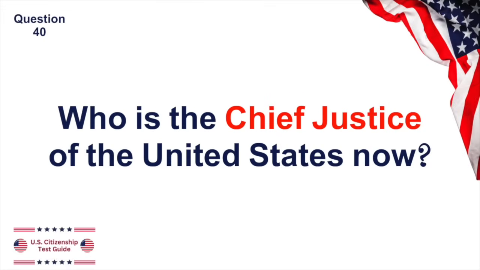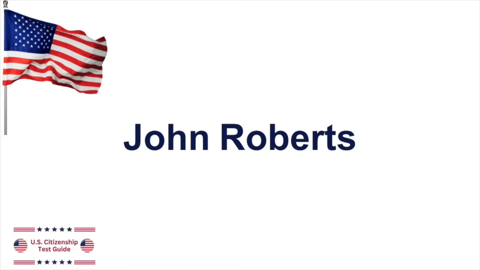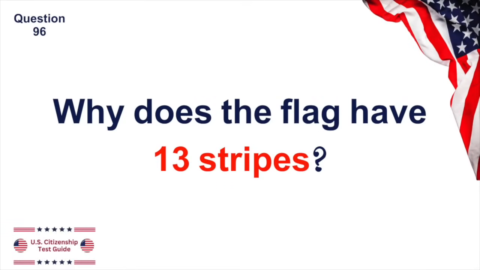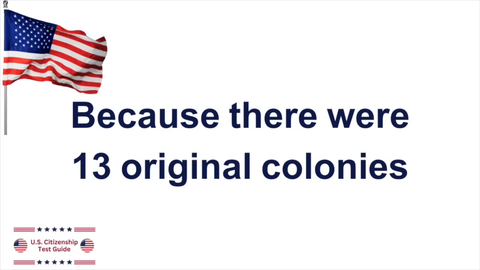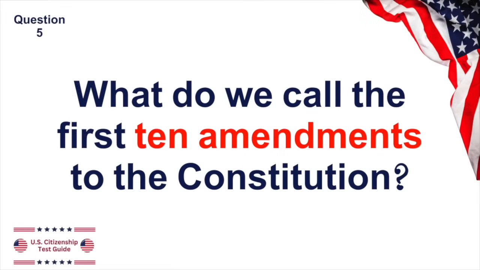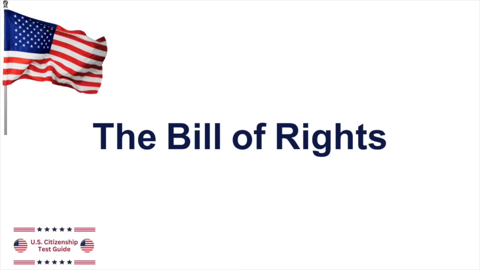Who is the Chief Justice of the United States now? John Roberts. Why does the flag have 13 stripes? Because there were 13 original colonies. What do we call the first 10 amendments to the Constitution? The Bill of Rights.